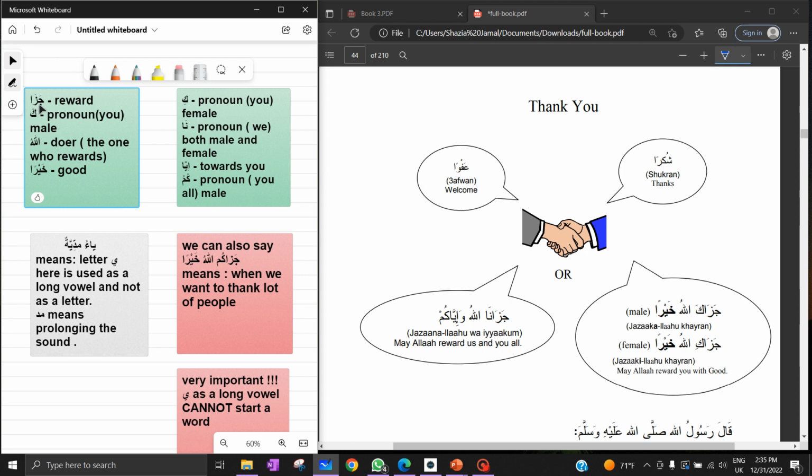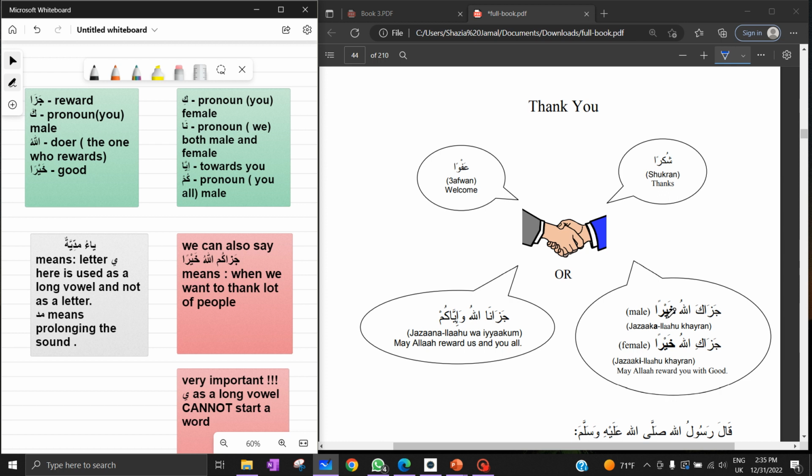So it is joined with this verb jazaka, that means that reward you. And who is going to reward you? Allah, the lafzul jalala, Allah is the doer, means the one who will reward you. What will he reward you? Khair. Khair means good, in abundance. So the whole meaning is Allah will reward you with khair.